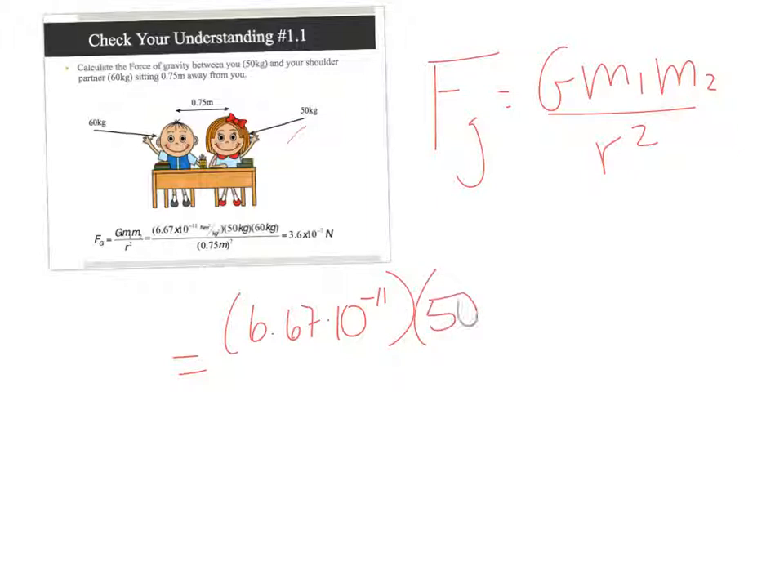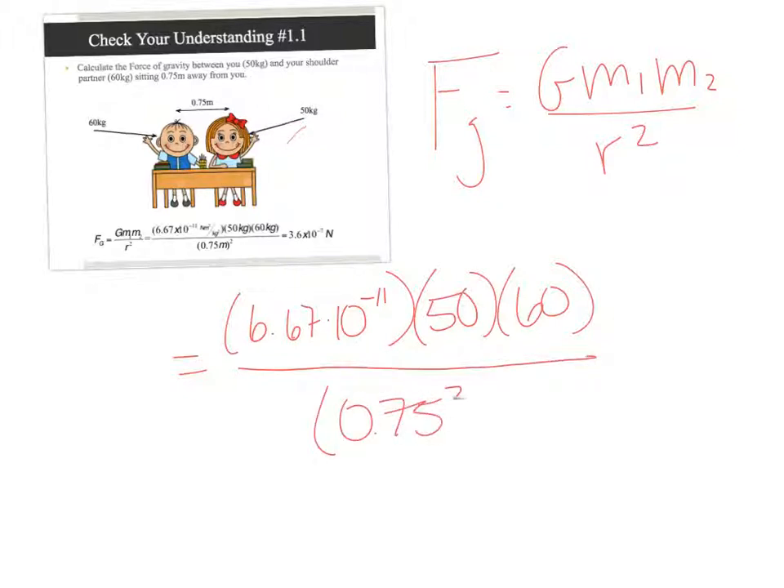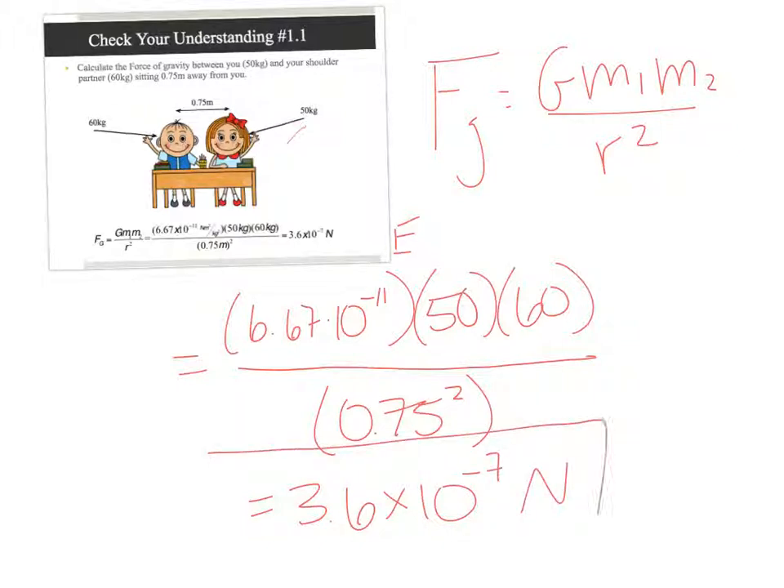M1 is you, that's 50 kilograms. M2 is 60 kilograms. We're going to divide that whole thing by 0.75 squared. When you put this in your calculator, 6.67 times 10 to the negative 11th, make sure you use that E button, that big E. Multiply it out, and you should get 3.6 times 10 to the negative 7th newtons. Make sure you can prove to yourself you can get that on the calculator. And this is a very small force, right? 10 to the negative 7 is a small number, so we know that already.